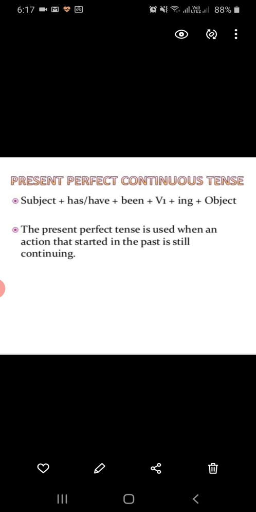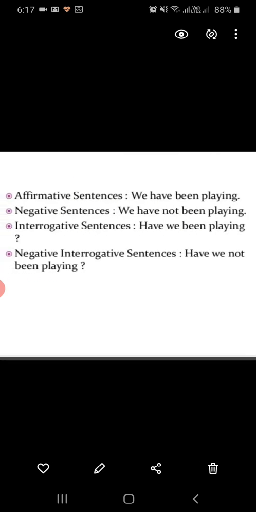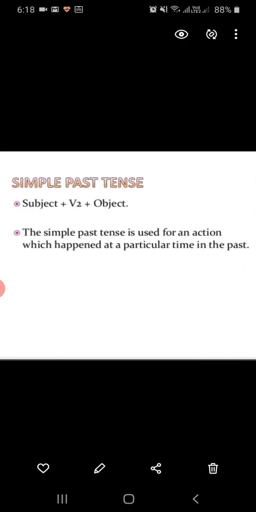Present perfect continuous tense. Subject plus has, have plus been plus the ing form of the verb plus object. The present perfect continuous tense is used when an action that started in the past is still continuing. Affirmative, we have been playing. Negative, we have not been playing. Interrogative, have we been playing? Negative, have we not been playing?